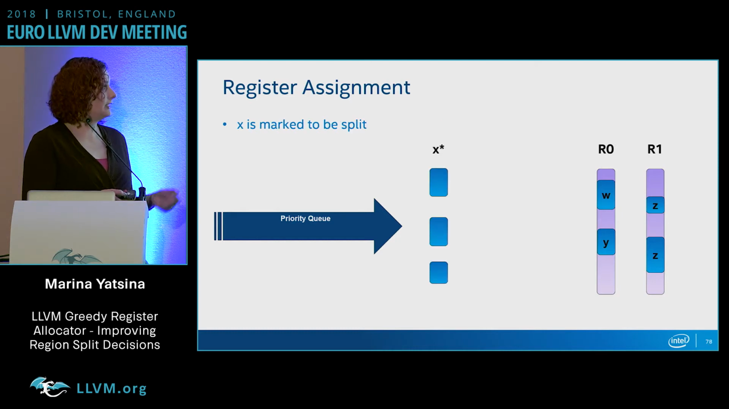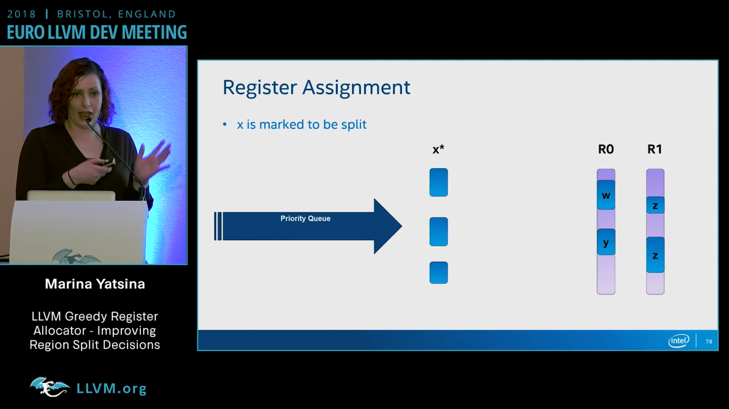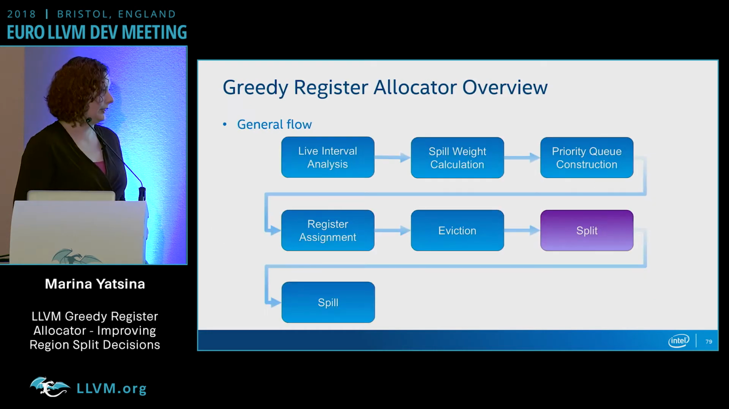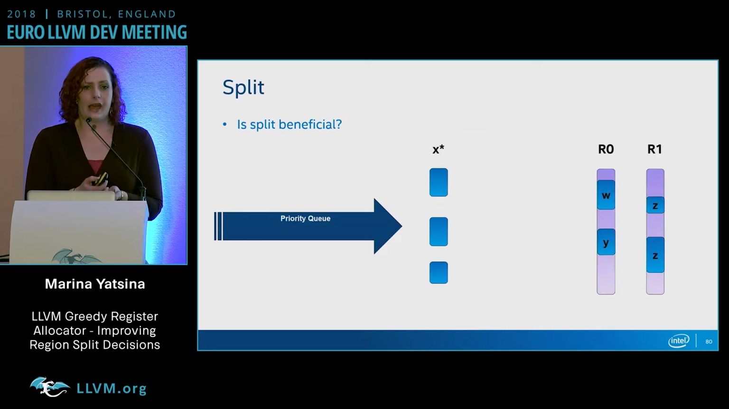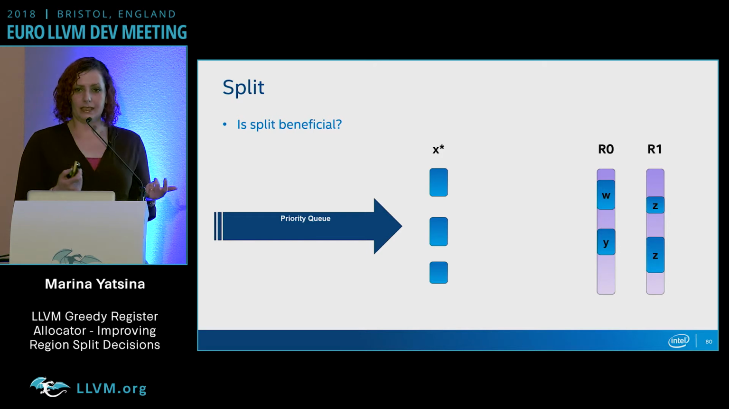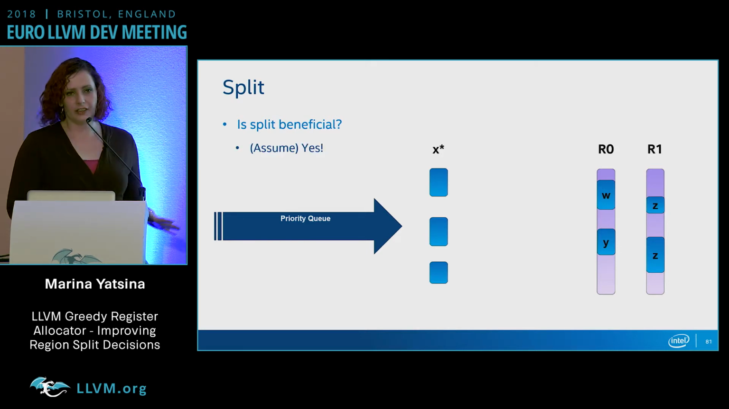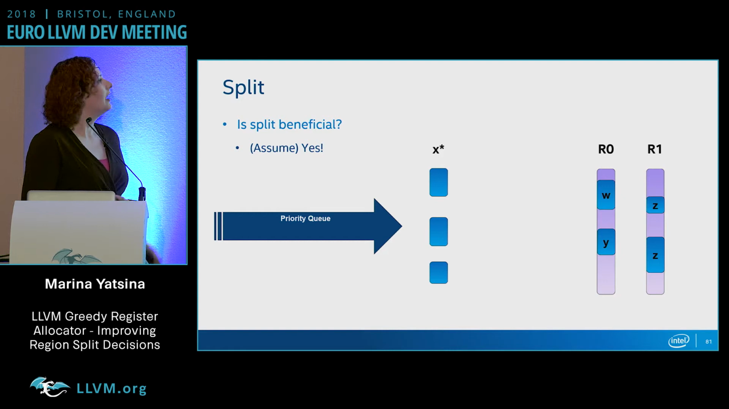And now we see that X is marked to be split, and we're actually going to try and do the split at this point. Now, first of all, when we try to do the split, we ask ourselves, is split something beneficial for us in this case? Let's assume, for the sake of example, the answer is yes. I'm going to get a bit more into that later on in the presentation in the region split section.